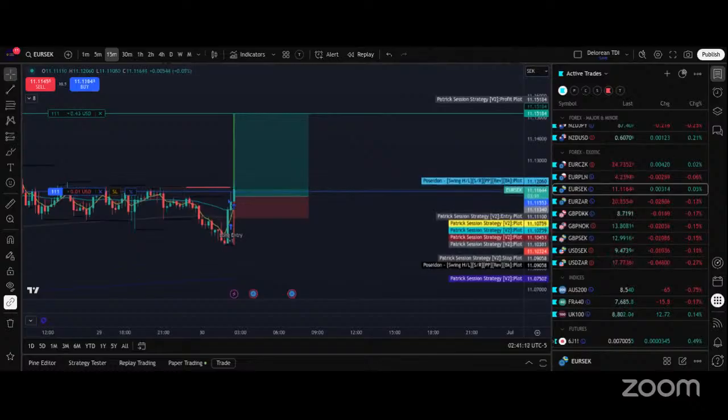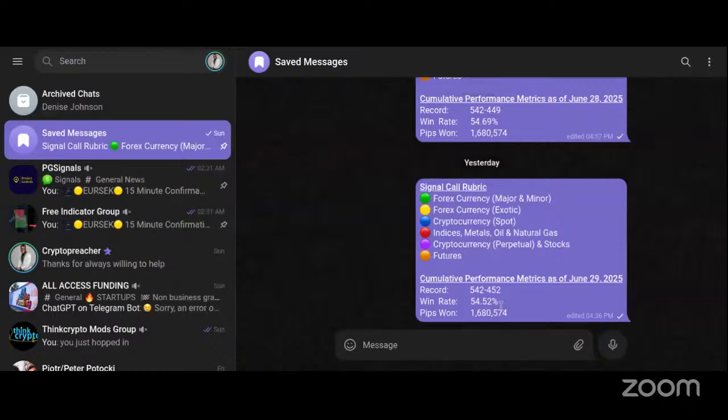Just an update of where we currently are. This is since May the 2nd of this year. Again, for those of you that have been with me for a while, my health wasn't great until May. So that's when I started calling trades for the year. Currently, we're at 542 wins, 452 losses for a win rate percentage of 54.52%, and pips of 1,680,574. So, proof of concept.